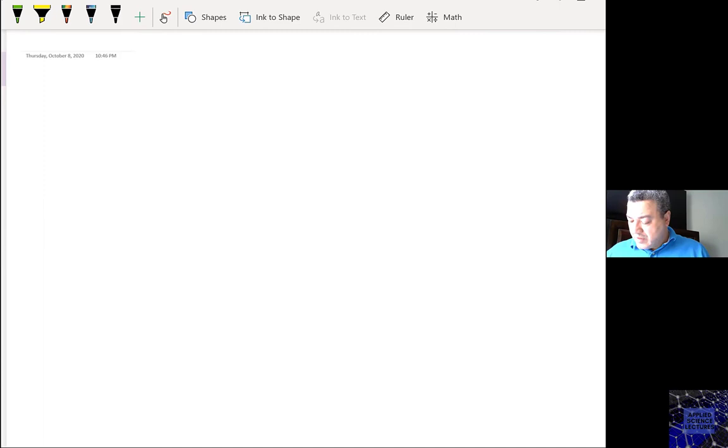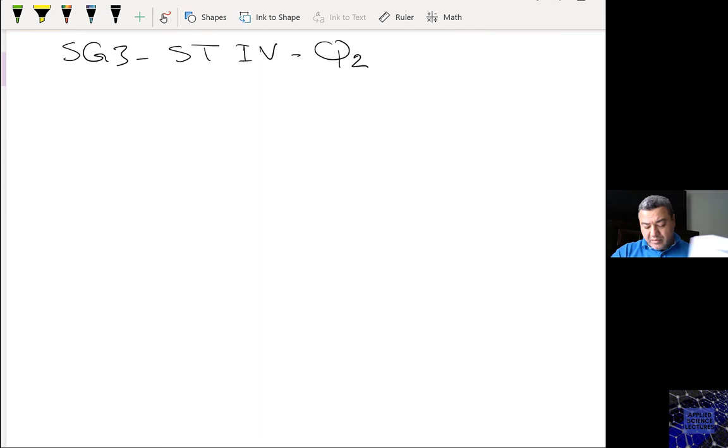Next is from study guide 3, self test 4. Okay. Now in this question, we have two books that are stacked on top of each other.